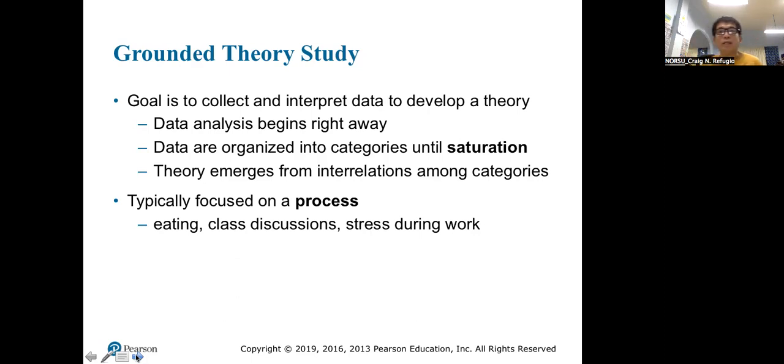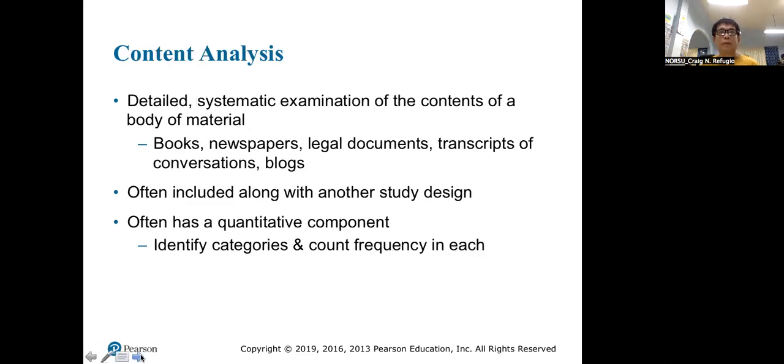Theory emerges from interrelations among categories. So you look at variables: these are the data for this variable, these are the data for this variable, these are the data for this variable, and make an analysis of the interrelationships of the data between and among variables, and even between and among categories. Typically focus on a process, no? Eating, class discussion, stress during our work. So it would depend on the process or the focus of your grounded theory.